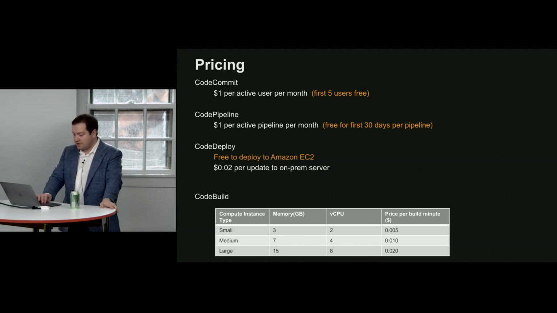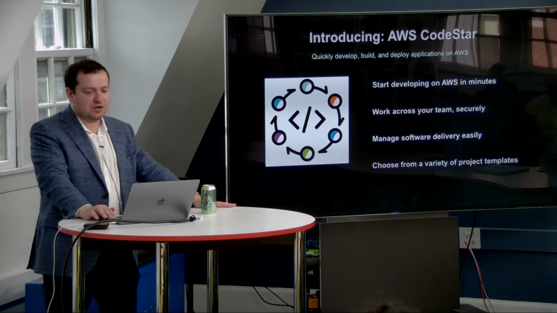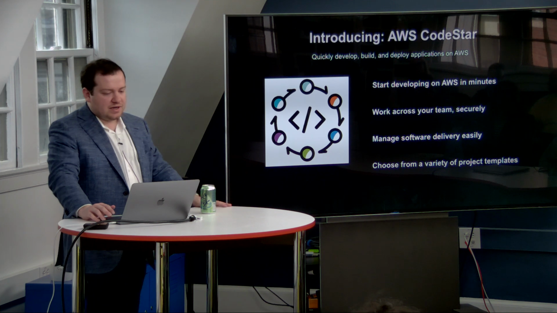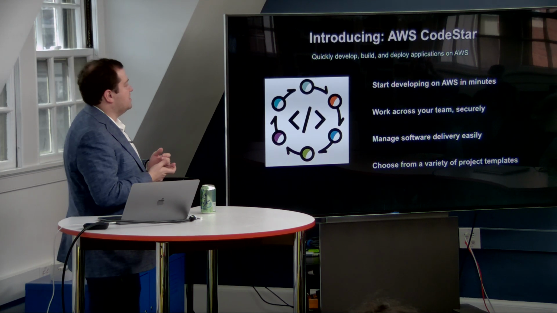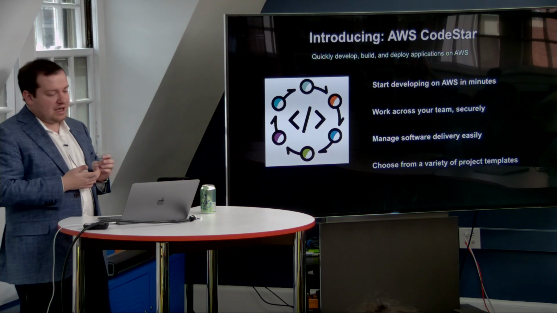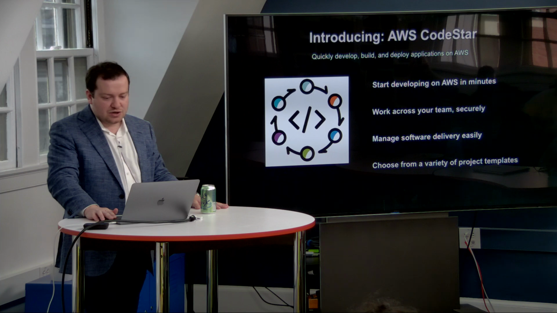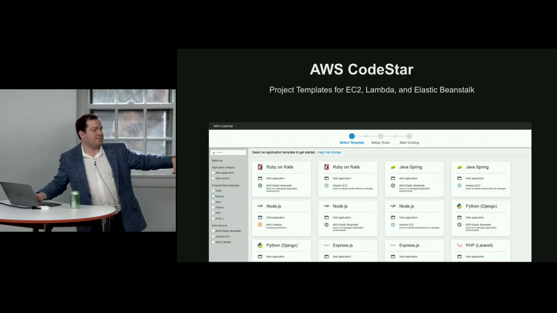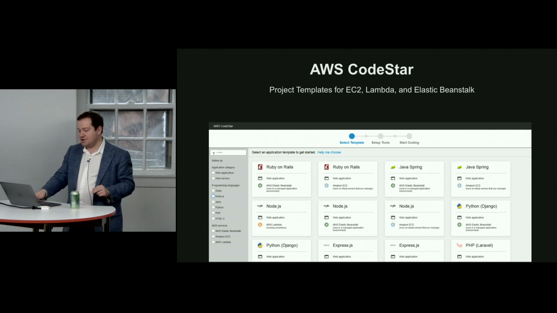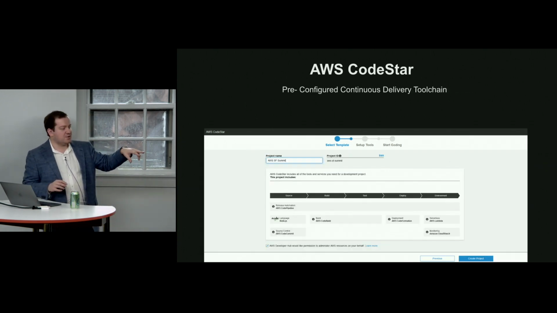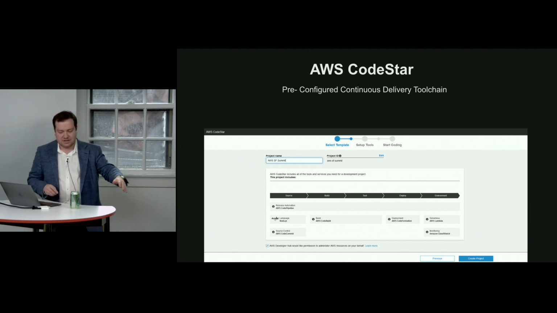So before we go to our live demo, let's talk about CodeStar. CodeStar allows you to quickly develop, build, and deploy your applications in AWS. And it also helps you manage your developer teams. There's a bunch of templates in here. So let's say I have a Ruby on Rails project or a Node project. I can just click on the project. It deploys the resources I need. So it sets up all these services I talked about and deploys them.